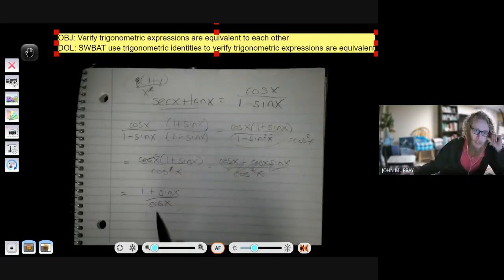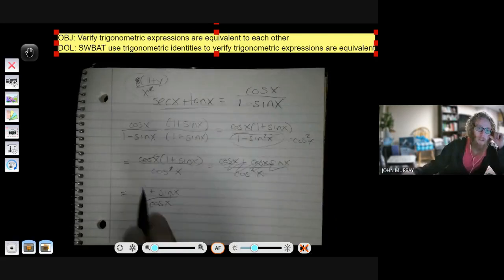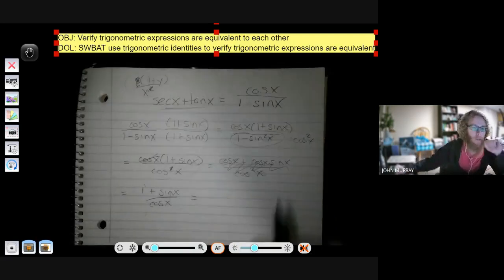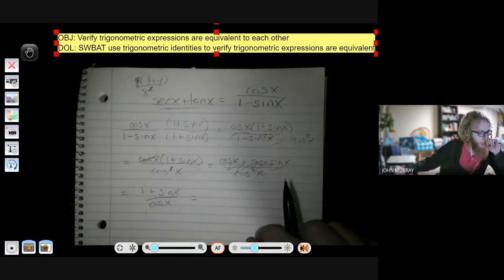So I'm trying to get a secant and tangent. I'm almost there. What can I do here now? I did something like this yesterday. I don't know if you guys caught it. This is where it might get a little tricky if you're not used to doing stuff like this.